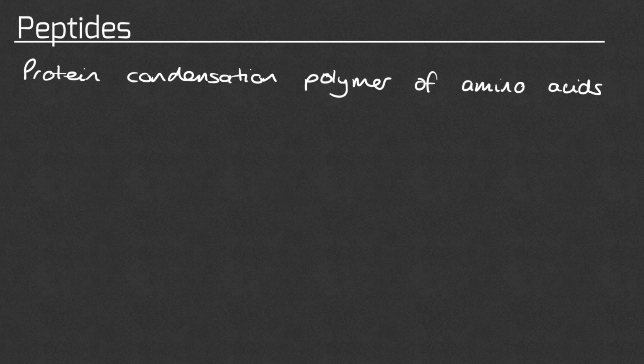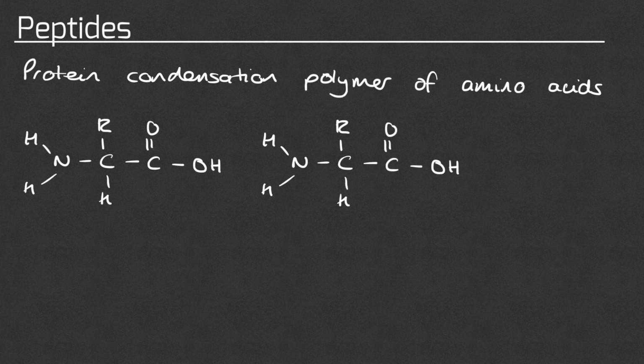We're now going to look at what peptides are. A protein is a condensation polymer of amino acids. They are made up of lots of amino acids joined together by peptide links. So here we've got two identical amino acids just written in their general formula, and we can join them together through the condensation polymerization process. Condensation polymerization is where two molecules join together through the loss of a water molecule, hence the name condensation.